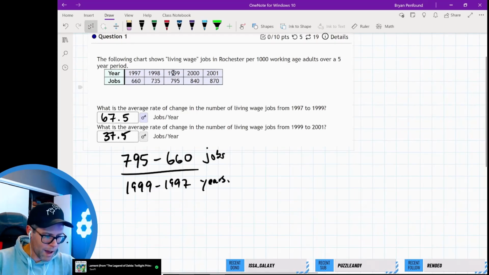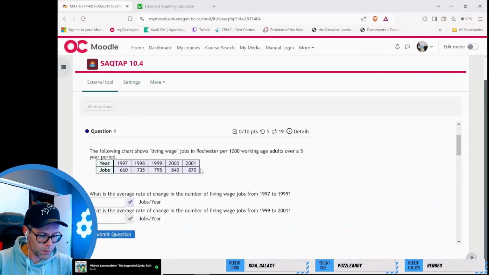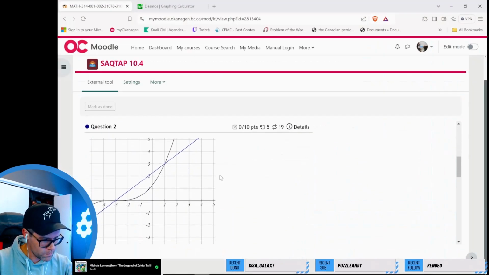So I think that's how we do our average rate of change calculations. We're just doing the slope of the secant line. Just take a look at your units. Make sure that jobs is in the numerator, and in our case, years is in the denominator when we do those subtractions. And then we should be good to go.